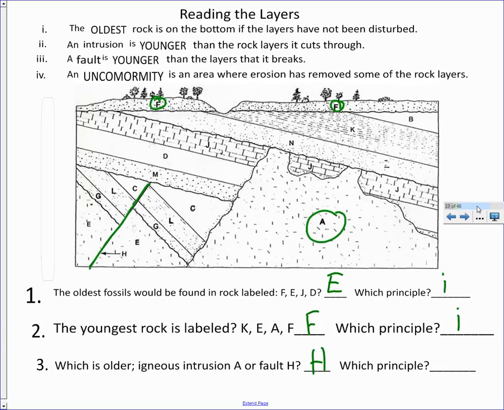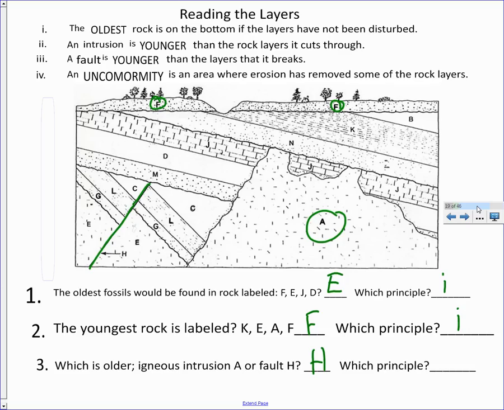2. The intrusion is younger than the rock layer it cuts through. Or fault is younger than the layers that it breaks. Three. Triple I. Well, let's look at it. An intrusion is younger than the rock layers that it cuts through. So we said that the fault is older than the igneous intrusion A.